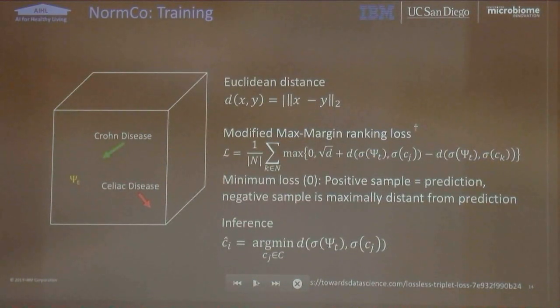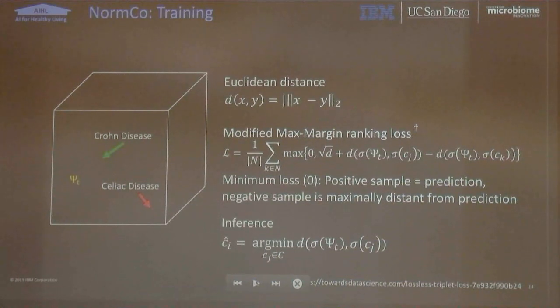In terms of how we train this model, since we're using a distance metric as our way of performing prediction, we have to use some sort of ranking objective. So we use this lossless triplet loss, which is essentially a max margin objective. But instead of just using the points themselves, what we first do is we pass them through a sigmoid. What this does is it restricts the points to a unit hypercube. So the points are restricted between a vector of all zeros and a vector of all ones.